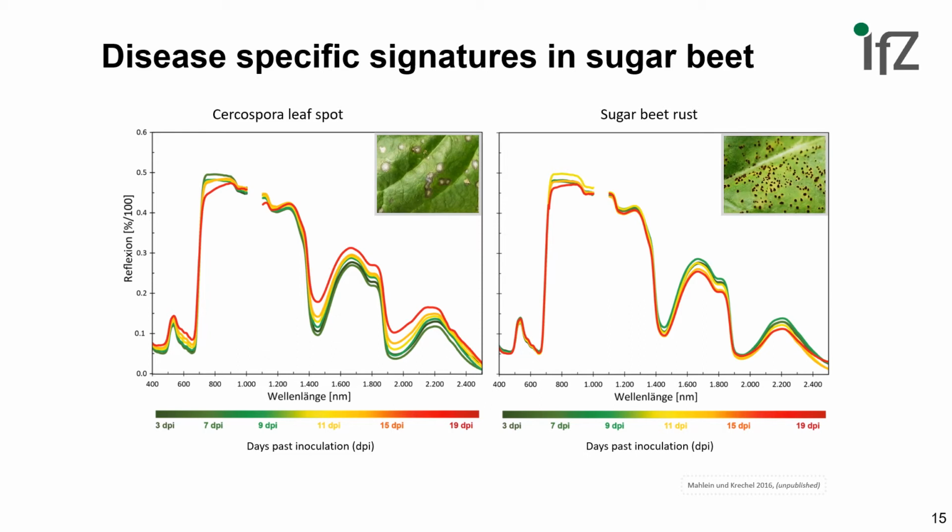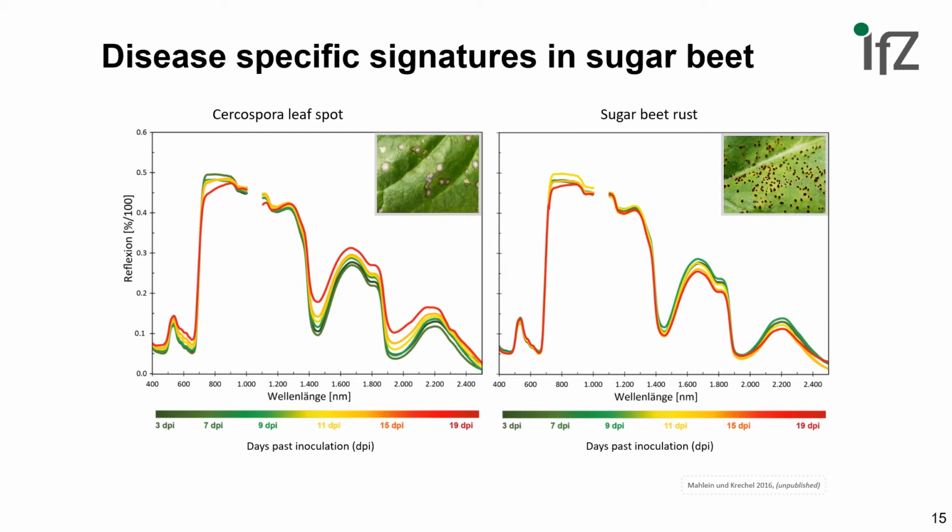We see that with ongoing time, we have a change in the spectral reflectance curve, which is very obvious for Cercospora leaf spot in the visible range. We have a decrease of the reflectance in the near infrared. And if we have a look in the shortwave infrared, we see that especially close to the water bands, we have an increase of reflectance with ongoing disease severity and disease progress of Cercospora leaf spot.